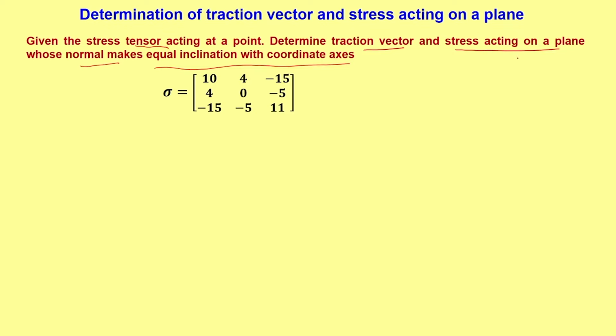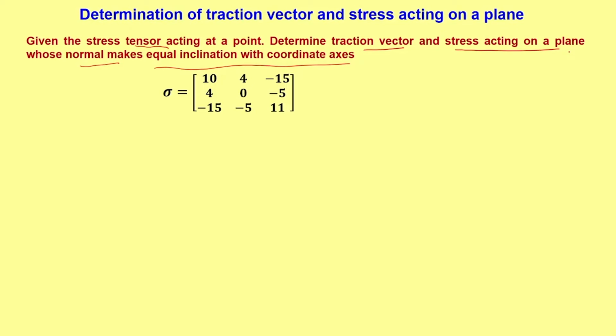We are asked to find the stress acting on a plane. Now, what is stress acting on a plane? Stress acting on a plane is about the normal and shear components of the traction vector. So, that is what we have to find out. But for finding that, we need to know the normal vector. Now, what is the normal vector? It is told that it is a plane whose normal makes equal inclination with the coordinate axis.